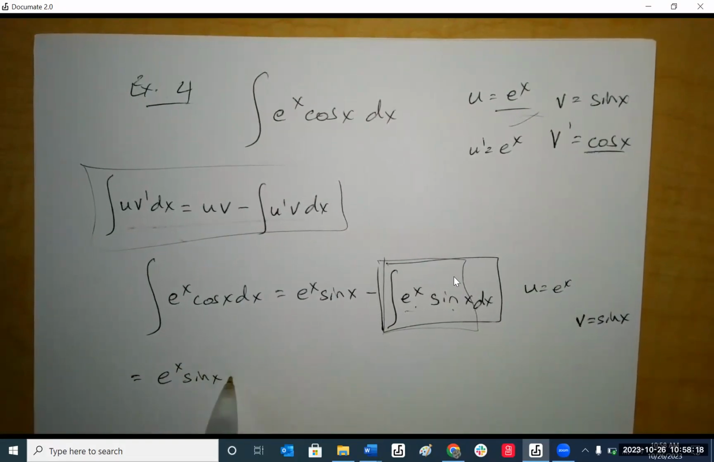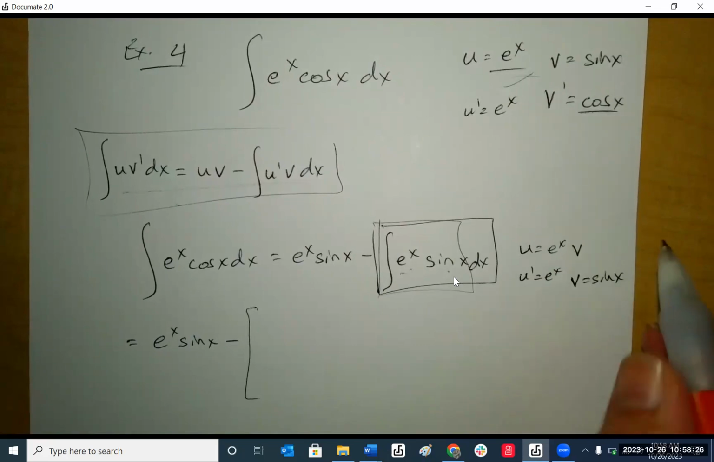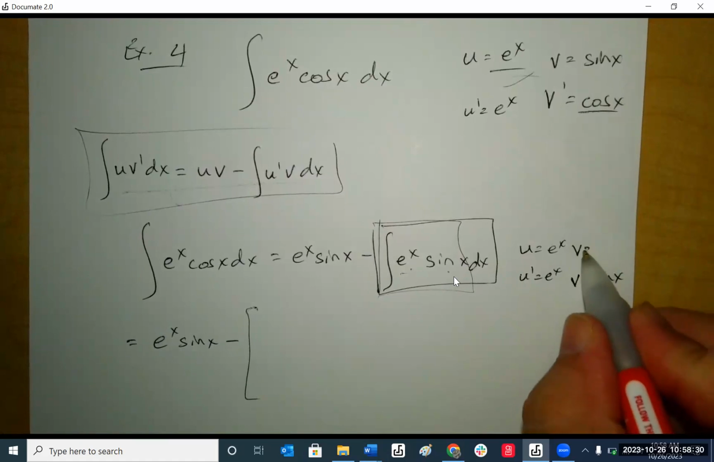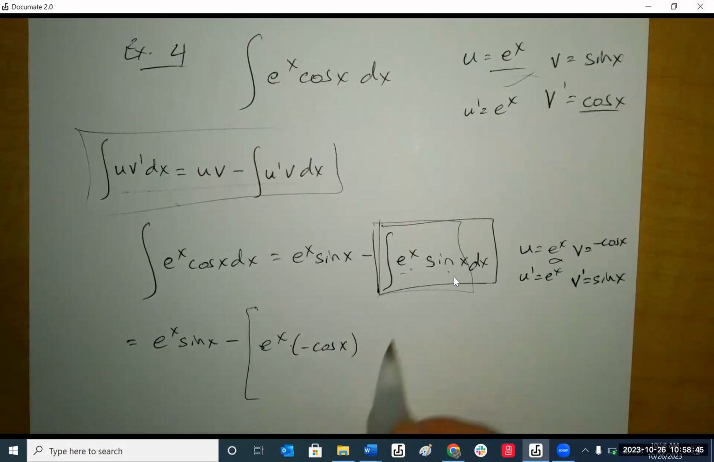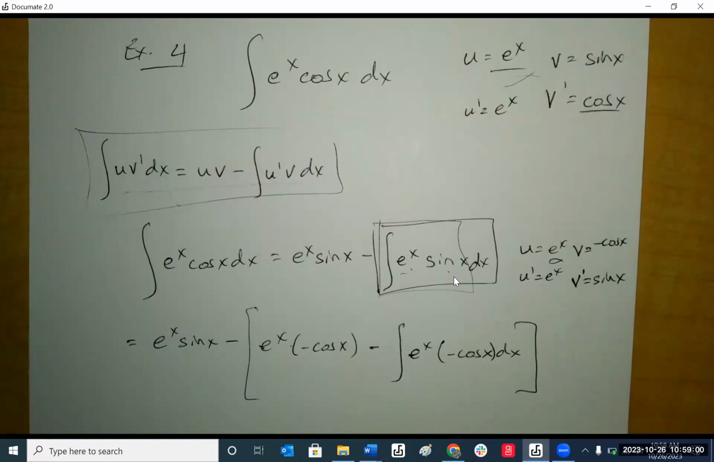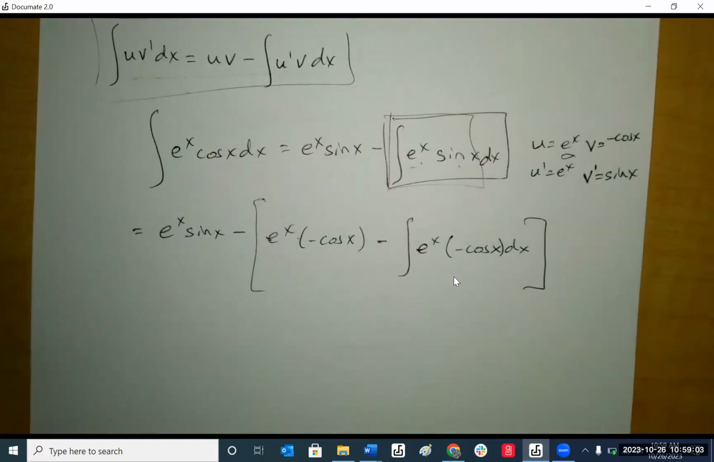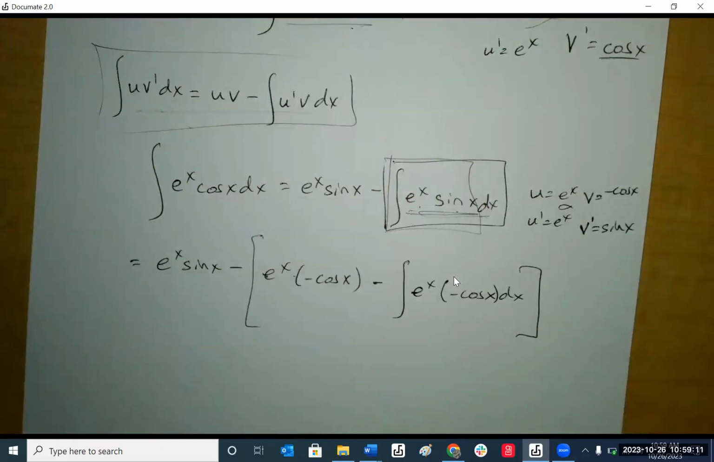e to the x sine x minus, u prime is e to the x. This is v prime, so v is negative cosine. So it's uv, which is e to the x negative cosine x, minus the integral of u prime e to the x, v negative cosine x dx. Yeah, I had to use these now as uv. This is my original uv. Now I have to redo it with these. I did those twice. I shouldn't have.